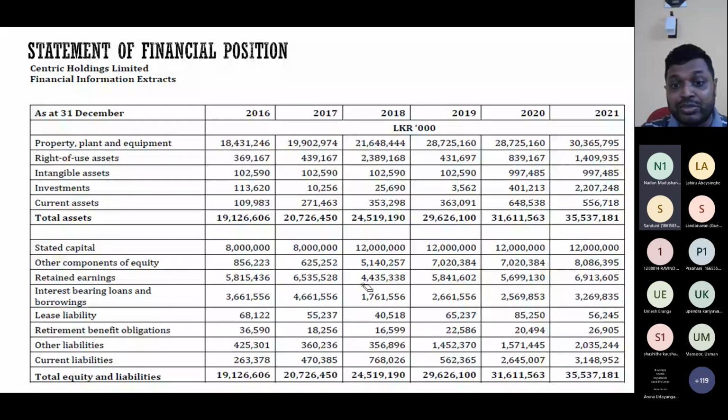Sometimes you might have infused some capital. You can see 8 billion was the stated capital. It has gone up to 12 billion. Sometimes they might have done a rights issue and capitalized part of the retained earnings into the equity. Right, got my point? When we come to this point, we will analyze what might have happened. Right. We have done the vertical analysis.